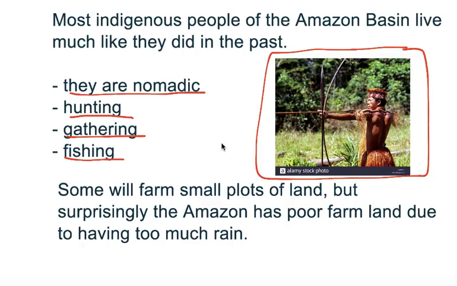It's almost like they still live like they did 12,000 years ago. Now, let's continue. There are some small farms there, so some will farm small plots of land, but surprisingly, the Amazon actually has poor farmland due to having too much rain. And it seems counterproductive, but because there's so much rain and because of the flooding, their soil isn't very good.